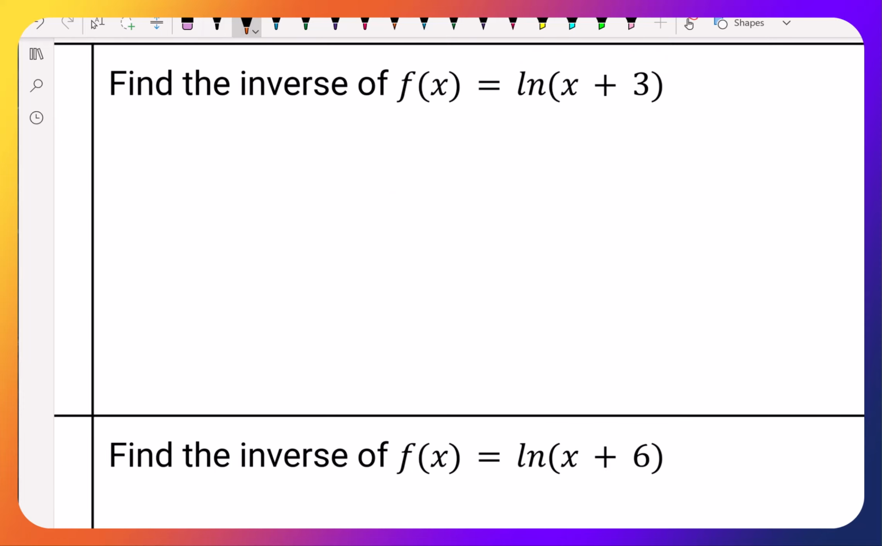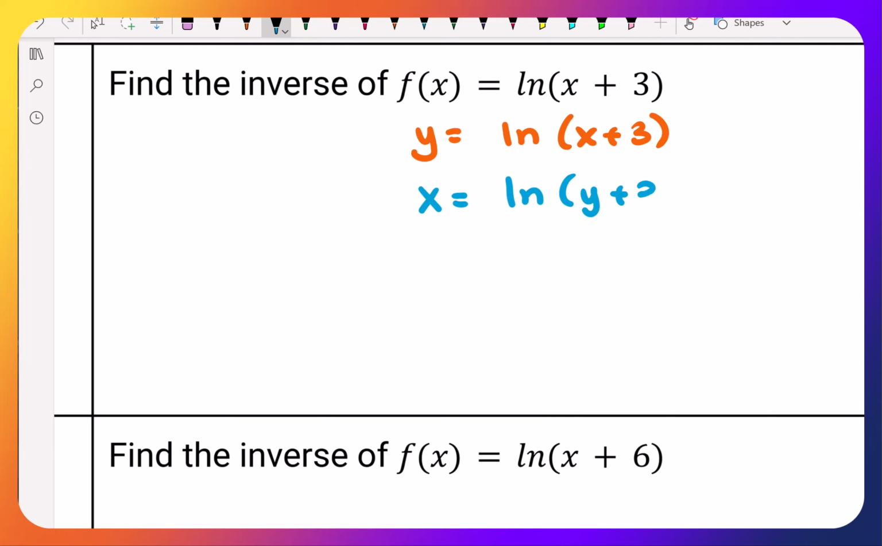We are going to do the same steps. We're going to change f of x into y, and then we're going to swap our x and our y. So this is now x, and this is y. Here's the thing. We don't know how to solve this. We are stuck. And when you are stuck, what you can do is change it into its other form. This is logarithmic form.